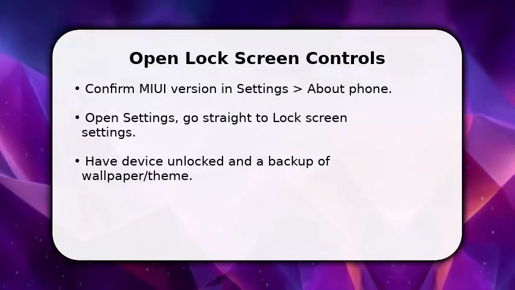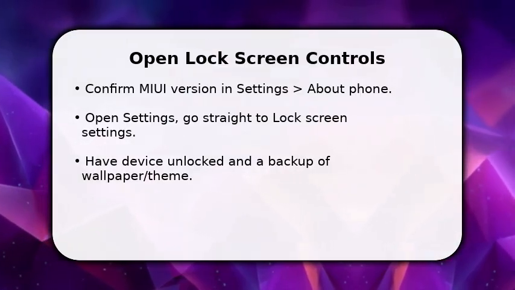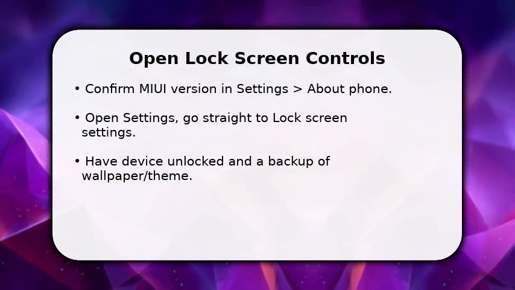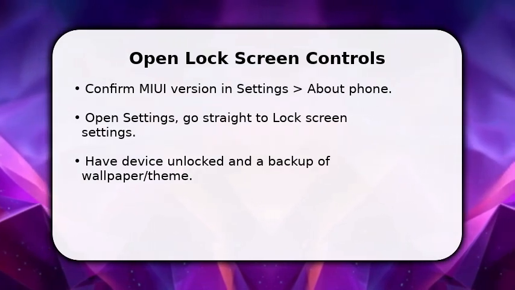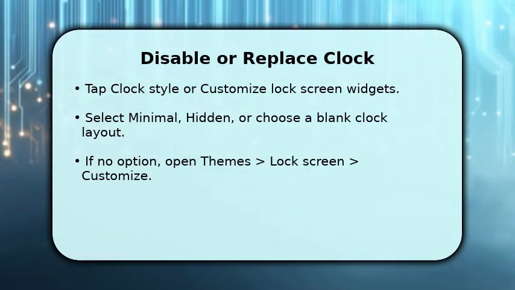You're doing this to change the clock widget, so don't go into unrelated panels. Head directly to Clock Style or Lock Screen Customization, which controls the visible time element. You now choose how the clock appears. Tap Clock Style or customize lock screen widgets and inspect available presets.